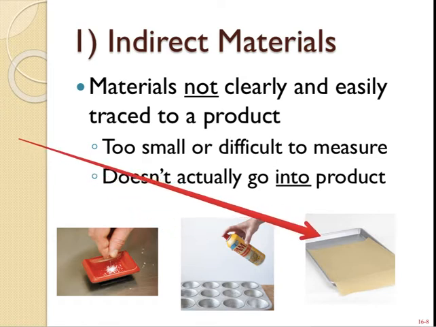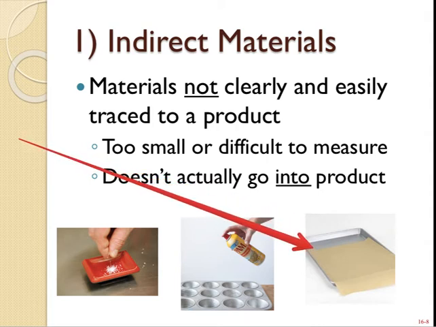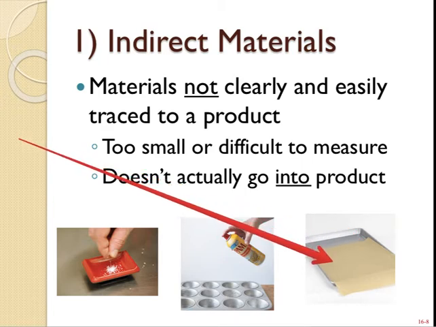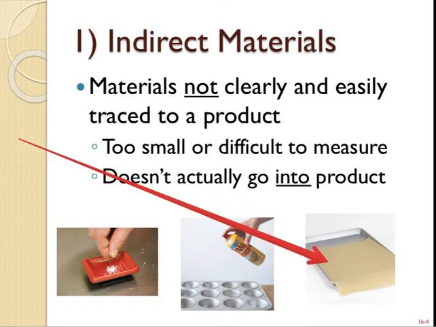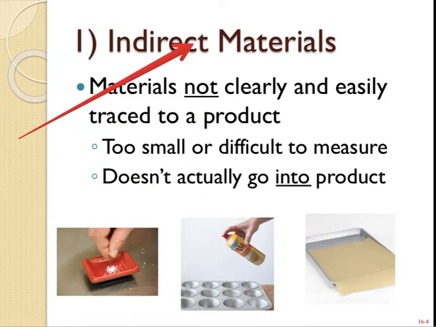And another example is materials that don't actually go into the product. So, for example, if they want you to line your cookie sheet with parchment paper, well, parchment paper is a material that you have to use, but it doesn't actually go in the cookie. It's just part of the production process. So, if there's a material that doesn't actually go into the product, that might also be considered an indirect material as well. Okay.